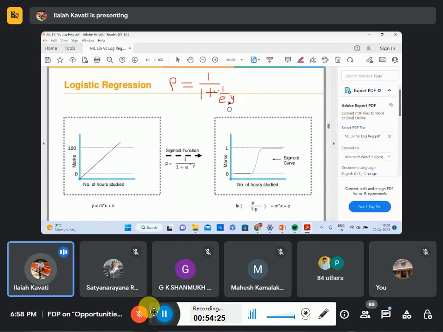Now I'm explaining you, as y value is increasing, e to the power of y also increases. So e to the power of y becomes infinity. Now tell me, 1 by infinity becomes what? 0, right? A small number divided by a large number. This becomes 0.